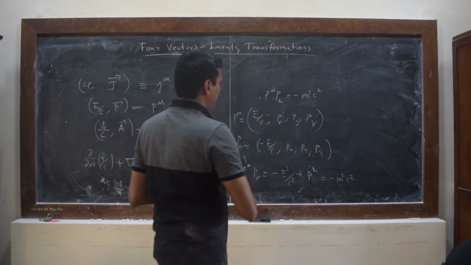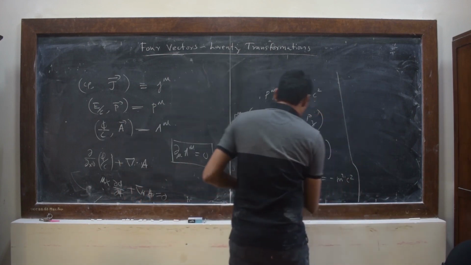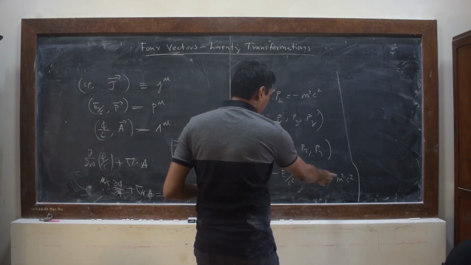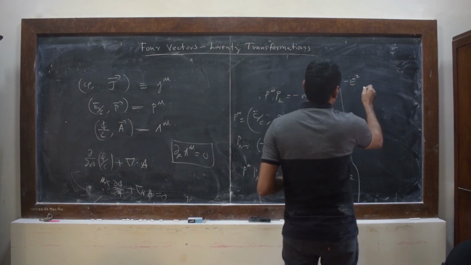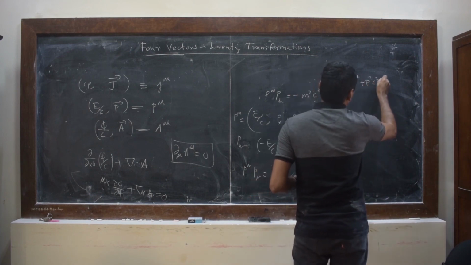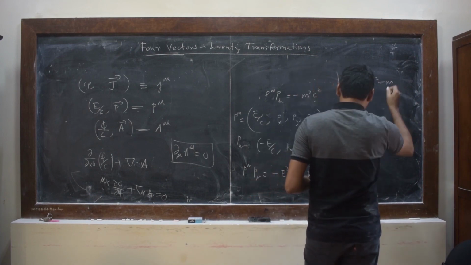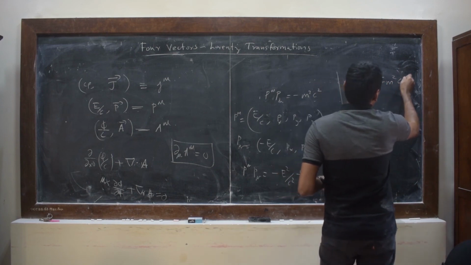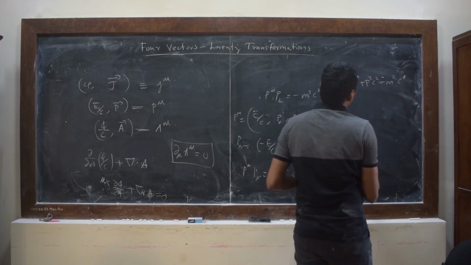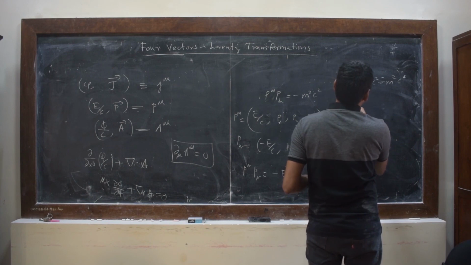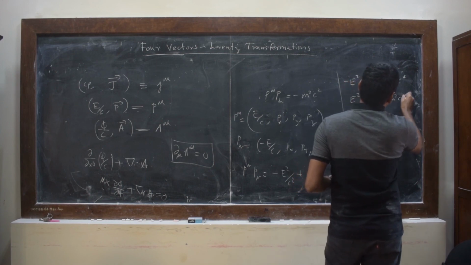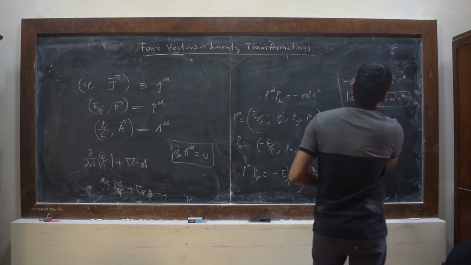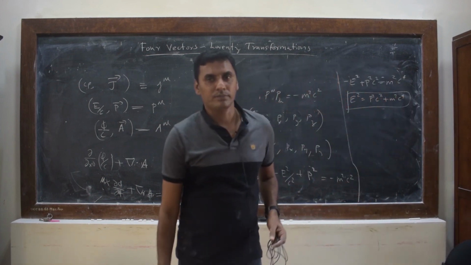If we cross multiply with C square, we get minus E square plus P square C square equal to minus m square C raised to 4, or you can write E square equals P square C square plus m square C raised to 4, and this is the relativistic energy momentum condition.